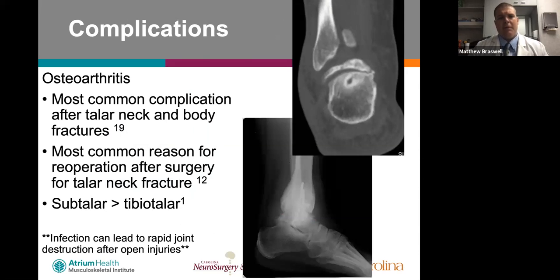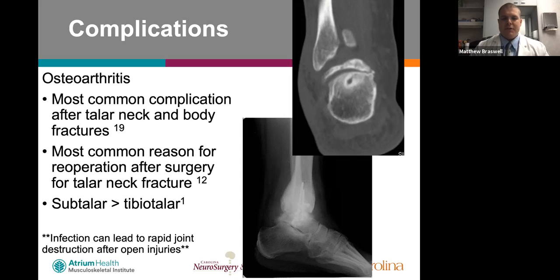So moving on to some complications, osteoarthritis is the most common. I remember I had a chief who was going into foot and ankle tell me that it makes sense that all these people with AVN get arthritis, but not all the people with arthritis get AVN. So that's how I remember that arthritis is the most common. It's also the most common reason for reoperation, and subtalar is more common than tibiotalar.